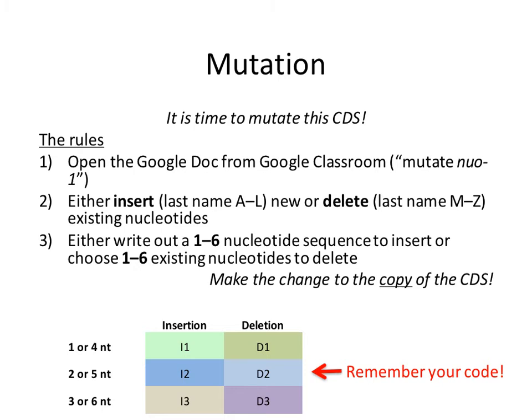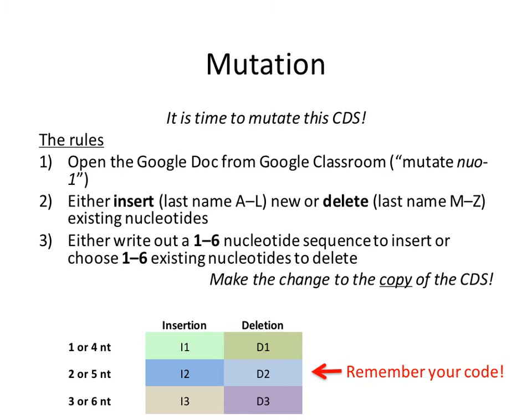So if you're inserting, either write out 1 to 6 nucleotides, A's, T's, G's, or C's, that you want to stick in. Just 1 through 6. So don't make huge insertions or deletions. Let's keep it small at first. You'll insert 1, 2, 3, 4, 5, or 6. Or if you're deleting, choose 1 to 6 nucleotides in a row from the existing gene sequence to delete.